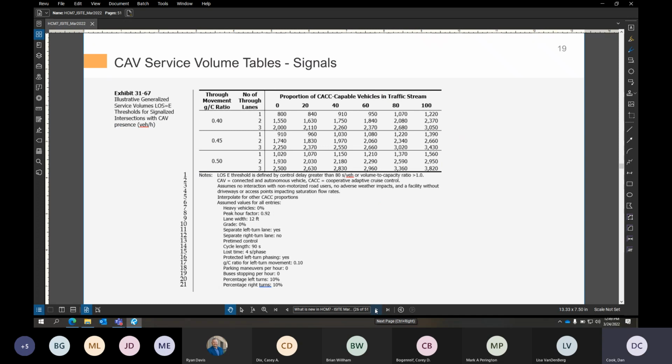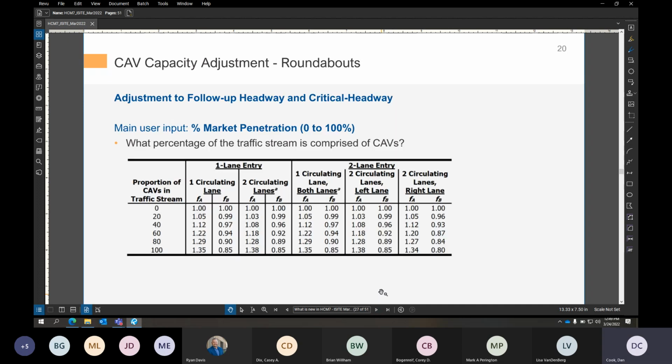And then again, planning level service volume tables will be provided for signalized intersections. There's a lot of caveats in the assumptions that are made here, but again, very good for just high level planning applications. And then lastly, the capacity adjustments for roundabouts based on a market penetration rate.